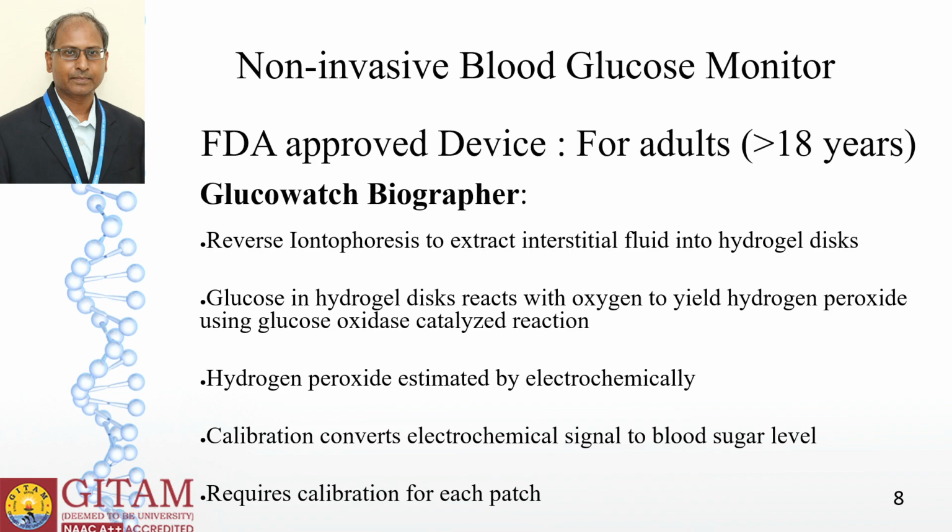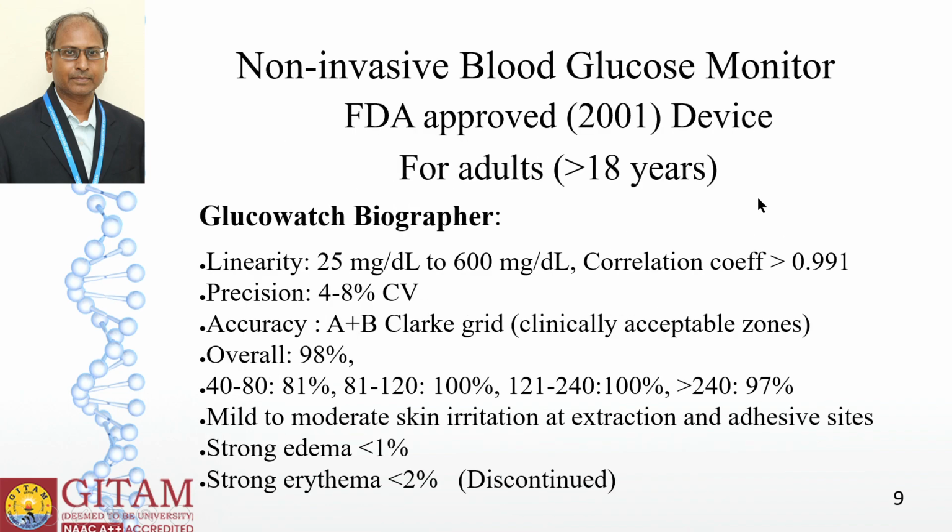Examples of devices that are commercially available are shown here briefly. One is the GlucoWatch Biographer that uses reverse iontophoresis to extract interstitial fluid into hydrogel discs, and the glucose there is oxidized, and the hydrogen peroxide produced in the oxidation process is electrochemically measured, and the electrochemical signal is converted into blood sugar level. This device has been approved for adults more than 18 years, not for neonates. These are the properties of this device.